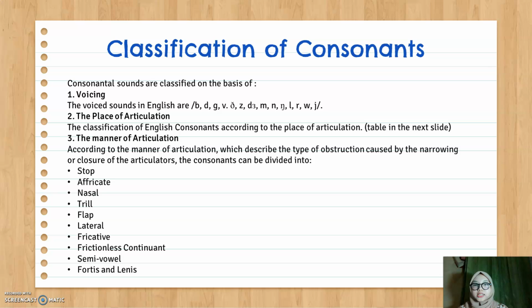Classification of consonants. Consonantal sounds are classified on the basis of voicing, the place of articulation, and the manner of articulation. The voiced sounds in English are b, d, g. The manner of articulation describes the type of obstruction caused by narrowing or closure of the articulators. The consonants can be divided into stop, affricate, nasal, trill, flap, lateral, fricative, frictionless continuant, semivowel, fortis, and lenis.